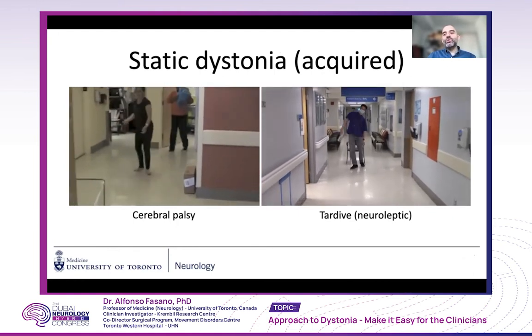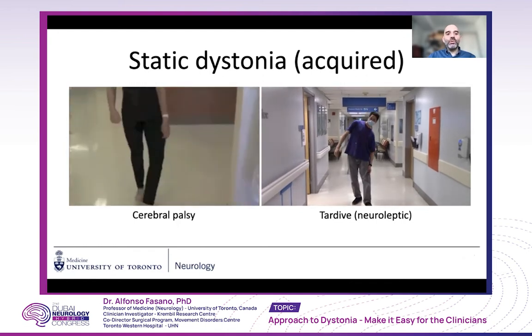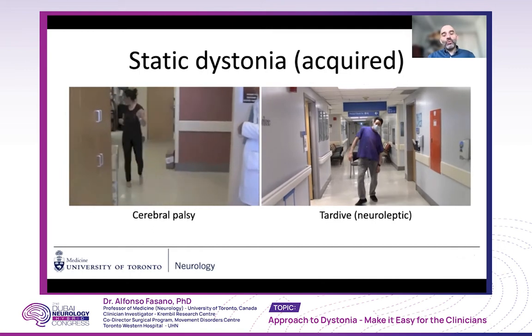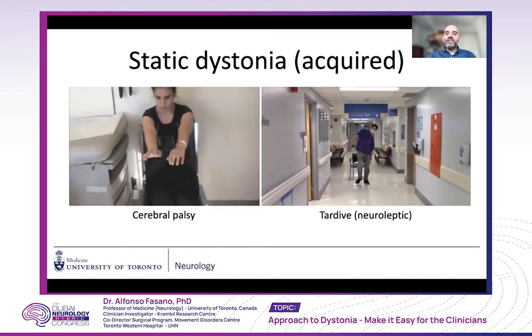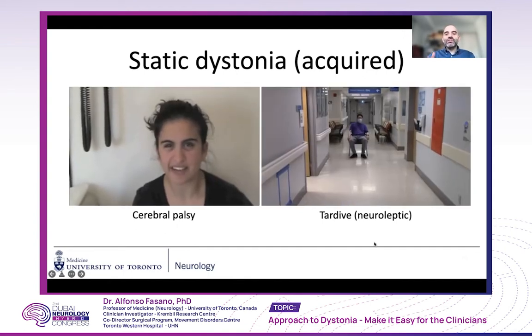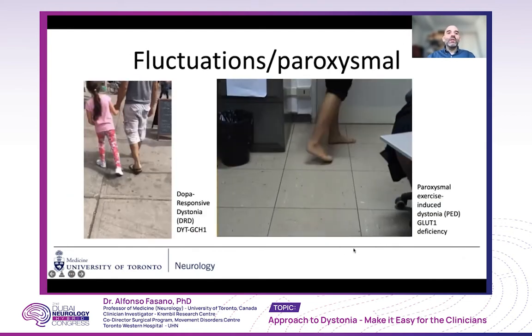Instead, static dystonia tends to be the acquired one. On your left, you see a patient with cerebral palsy. In cerebral palsy, you have a combination of dystonia, but there's also weakness, sometimes spasticity, sometimes dysarthria. And on your right, you see a trunk dystonia that we call Pisa Tower syndrome, because it resembles the Pisa Tower, and this is typically caused by neuroleptics.